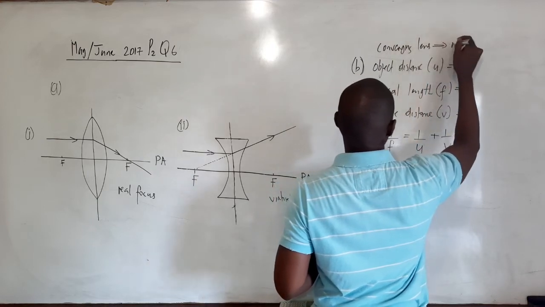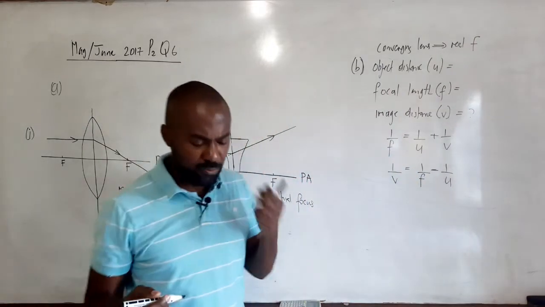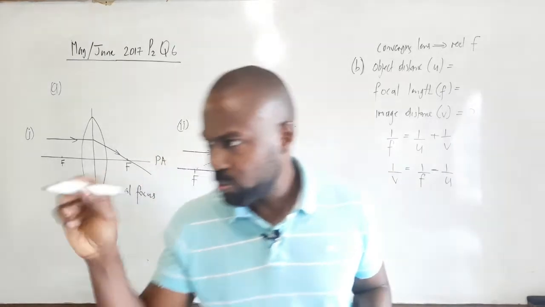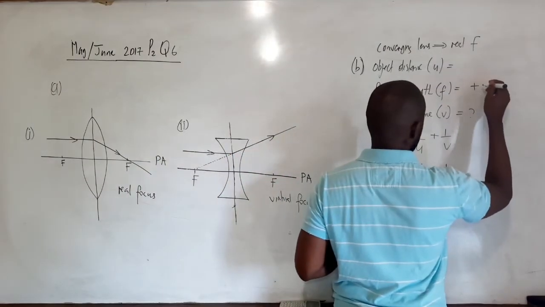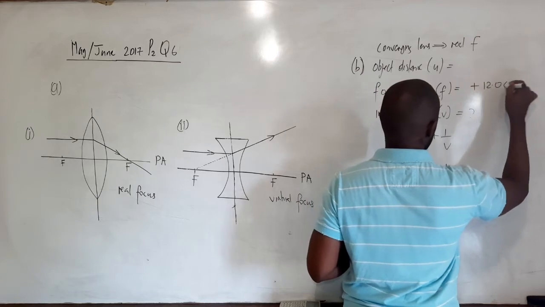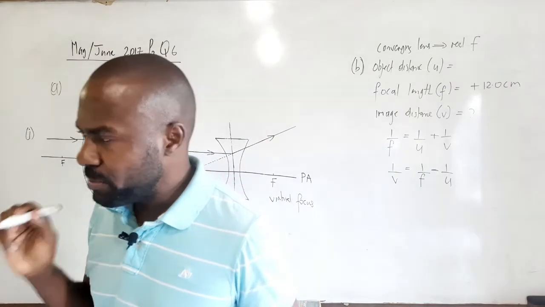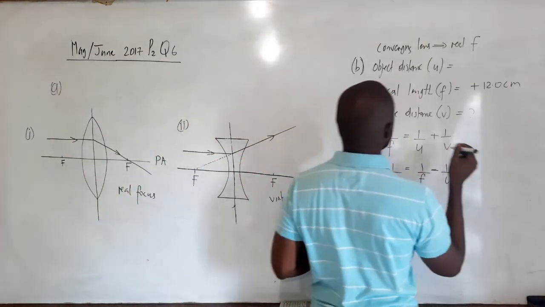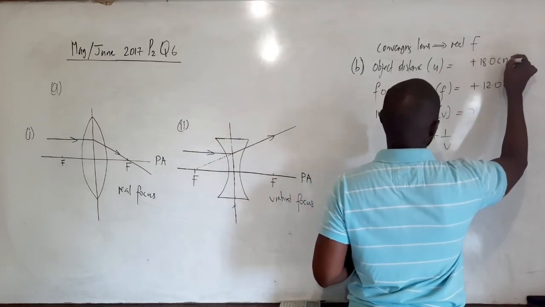Which of course implies a real focus, and of course that means the focal length will be positive. Now the focal length is given as 12.0 centimeters. So the focal length F, we put a plus sign for emphasis, plus 12.0 centimeters. The object is placed 18.0 centimeters from the lens, and therefore the object distance U is equal to plus 18.0 centimeters.